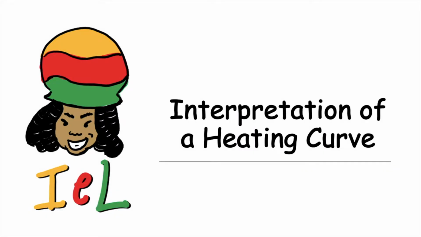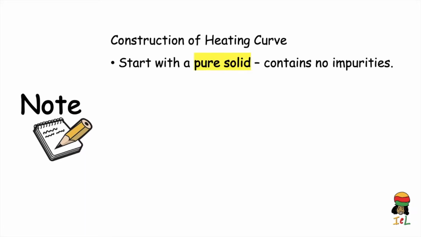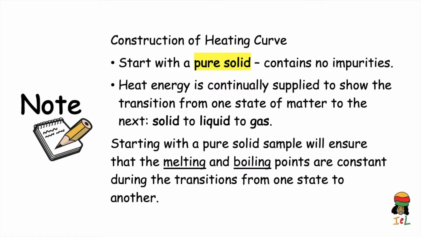We will dive right into the interpretation of a heating curve. Note, when constructing a heating curve, we typically start with the heating of a pure solid sample. That is, it contains no impurities, and the heat energy is continually applied to show the transition from one state of matter to the next. That is, from the solid to the liquid to the gas. Now, starting with a pure solid sample will ensure that the melting and boiling points remain constant during the transitions from one state to another.